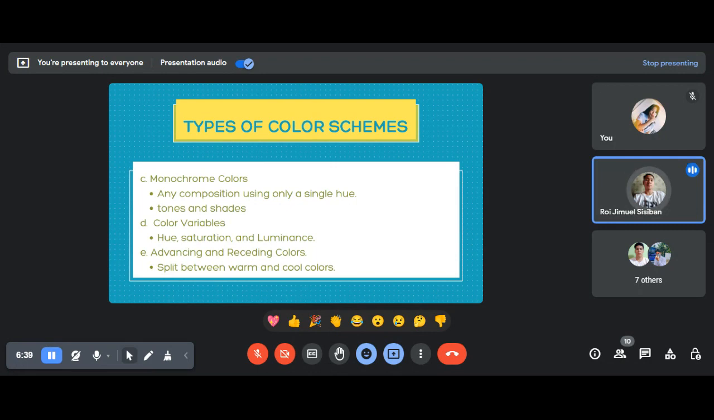So the last is the advancing and receding colors. Advancing and receding colors are a split between warm and cool colors. Warm colors tend to stand out, drawing our attention right away. Warm colors range from red to yellow, while purple to green hues are known as cool colors. An example of advancing and receding colors is that danger and stop signs are often yellow or red. So that's all for my part of the report. Next reporter, please.